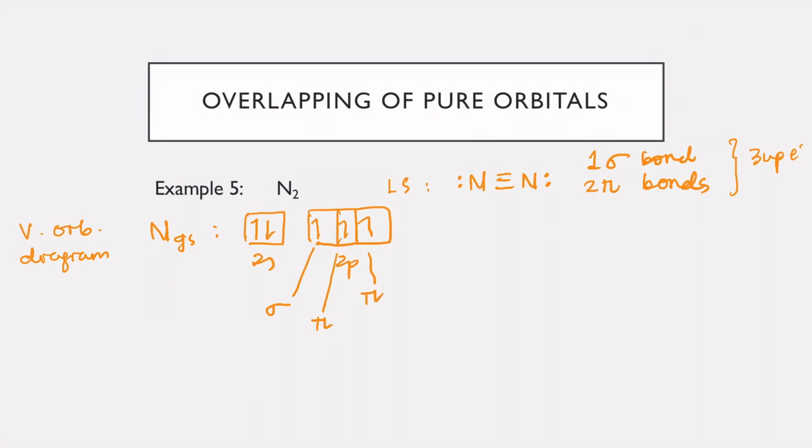Alright, so that means in each 2p orbital, 1, 2, 3, you have one unpaired electron, right, in your nitrogen. So that means one unpaired electron will form one sigma bond, and the other 2 unpaired electrons will form the 2 pi bonds. Okay, so now orbital overlap.